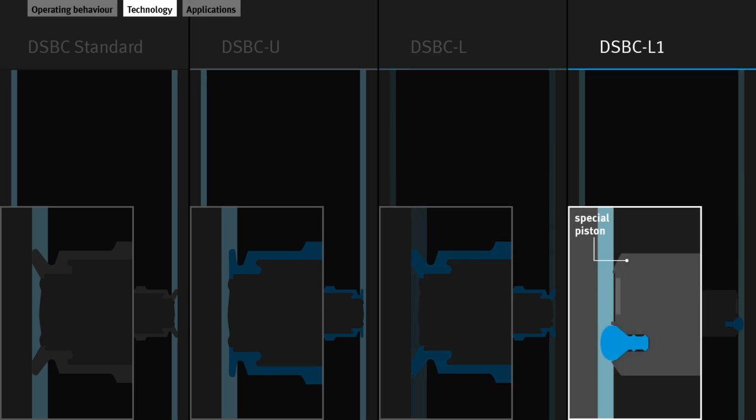The DSBC-L1 has a special piston with a single sealing lip. The grease viscosity of the L1 cylinder is between that of the DSBC-L and U. Having a single sealing lip results in a low breakaway pressure, good slow speed characteristics, and a relatively good dynamic response. It is optimized for mass balancing. The single sealing lip is not as effective at balancing lateral forces, which results in greater wear to the piston. The DSBC-L1 is therefore not suitable for applications involving lateral forces.